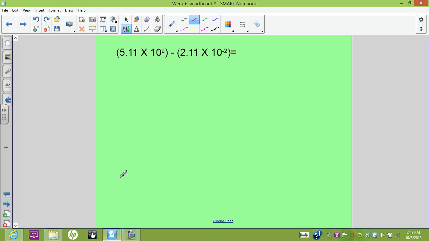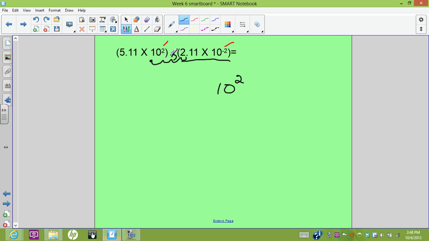Let's try another one. This one is subtraction, okay? And it's a little bit more complicated because my exponents, here I have a positive 2, here I have a negative 2. They're a little bit farther apart. I think working with negative numbers is harder than working with positive numbers, so I am going to go ahead and turn this second scientific notation number into a faker because I want to get rid of that negative 2.